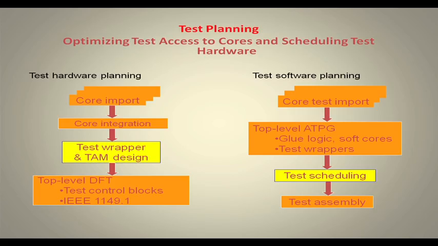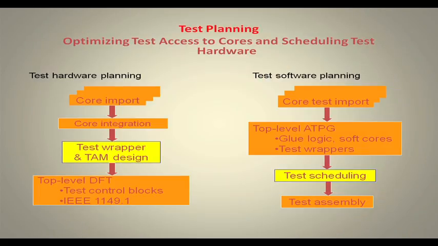So, the TAM design has to be done, and after that we have the top level DFT. That will have the test control blocks, IEEE 1149.1, and they are to be integrated. So, you see that it starts much earlier in the manufacturing process. After the cores have been imported and integrated into the design, we know what the cores are and what their test requirements are, and immediately we have to start the other operations, that is, wrapper design, TAM design, etc.